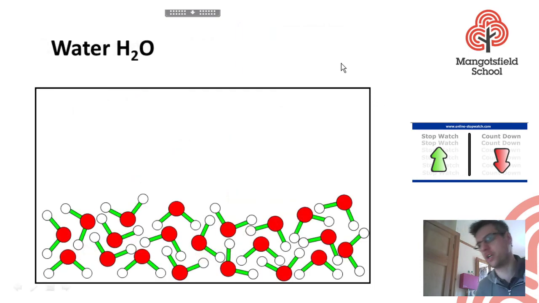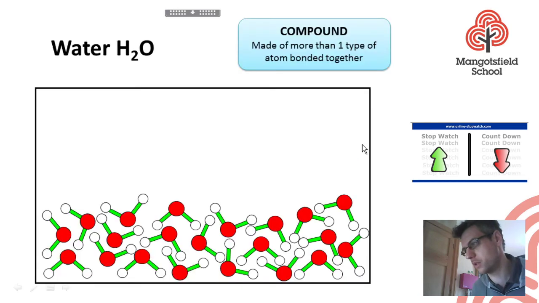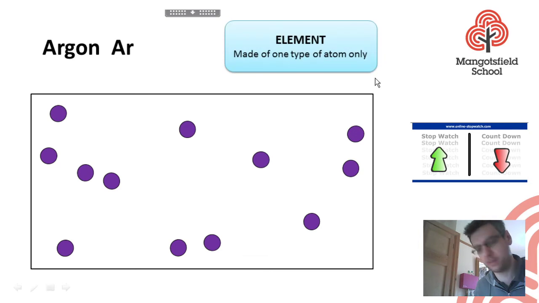Next, water, H2O. What do you reckon? Oh, it's come up already. Right, let's go back. So water is a compound because it's got more than one type of atom bonded together. And the final one, argon. What do you reckon? Element or compound? One type of atom only means it is an element.